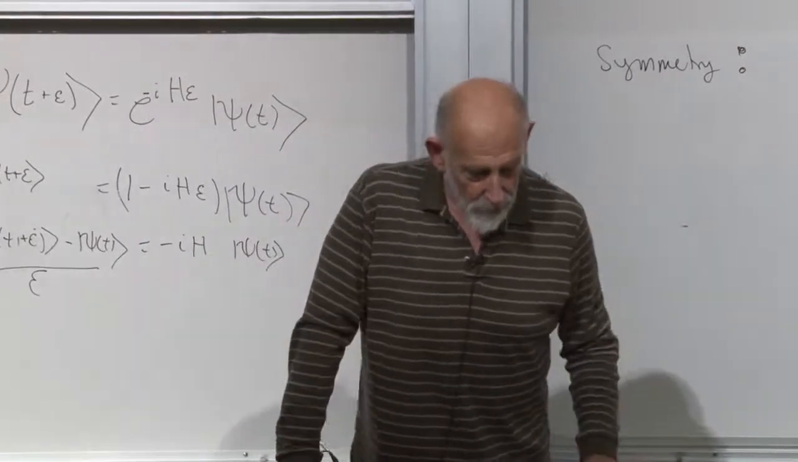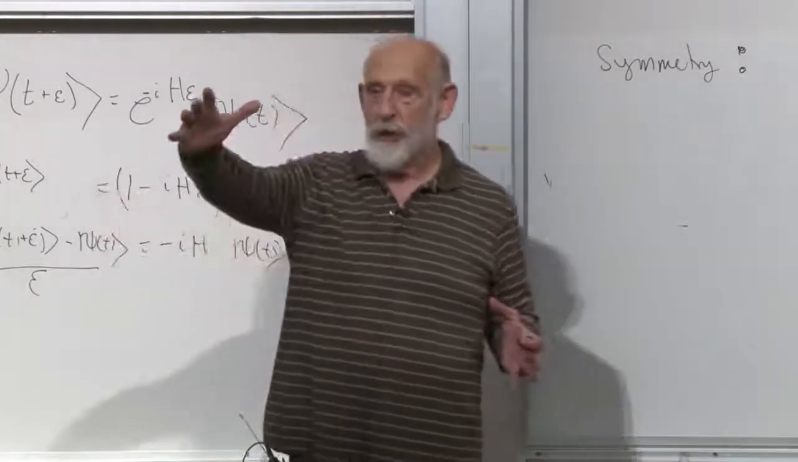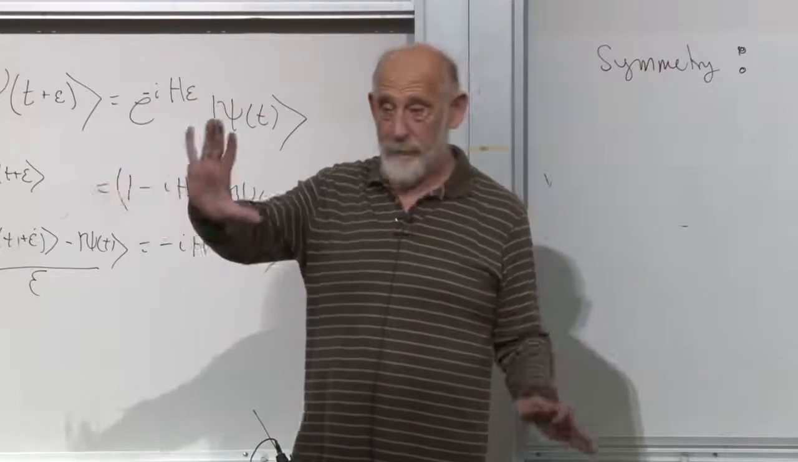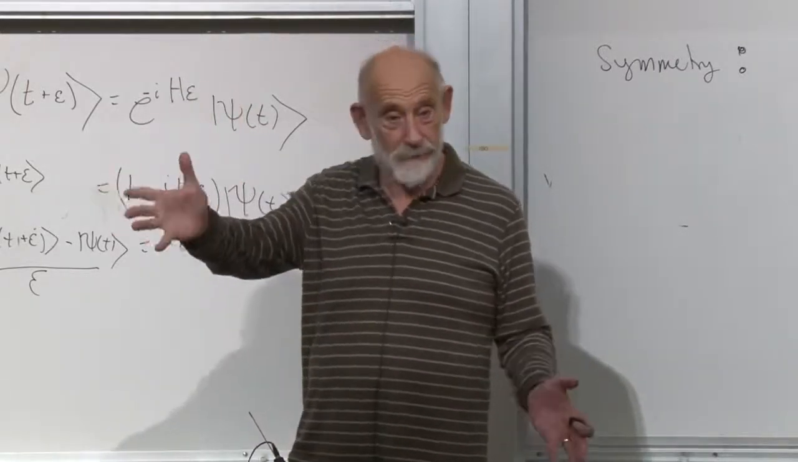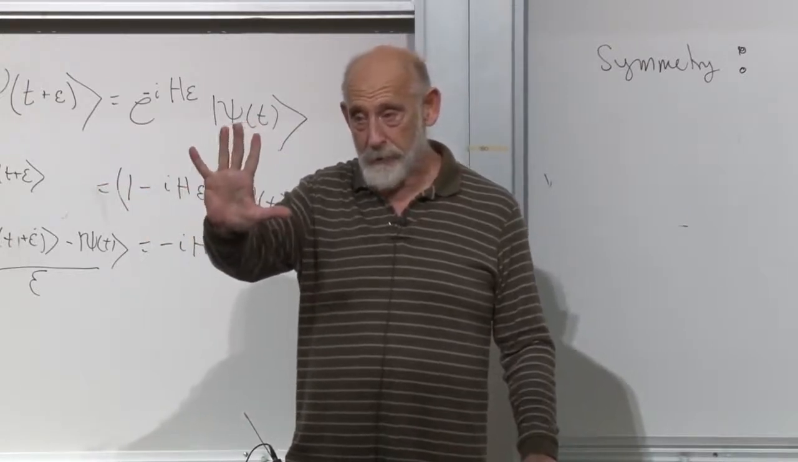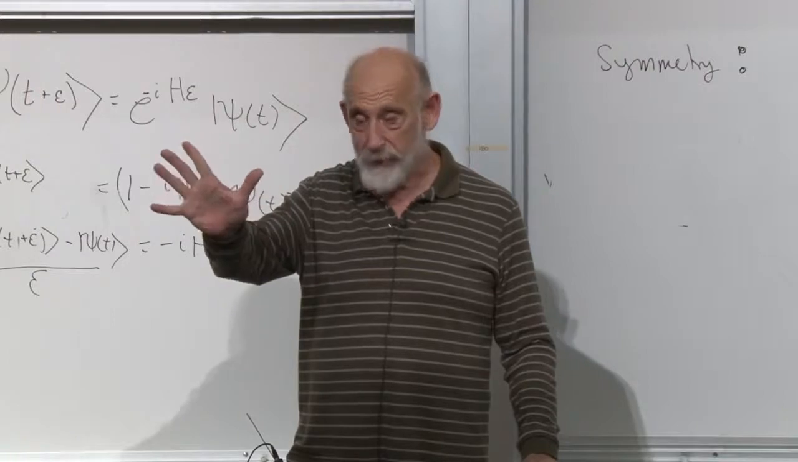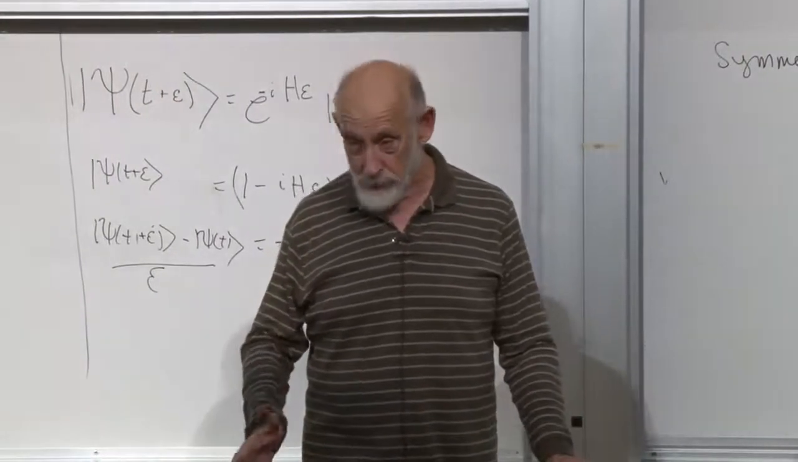For systems in three-dimensional space, or two-dimensional space for that matter, you can rotate them. You can rotate them by 90 degrees. That's a transformation. But you can build up that 90-degree rotation by lots of little infinitesimal transformations. Those are called continuous symmetries.